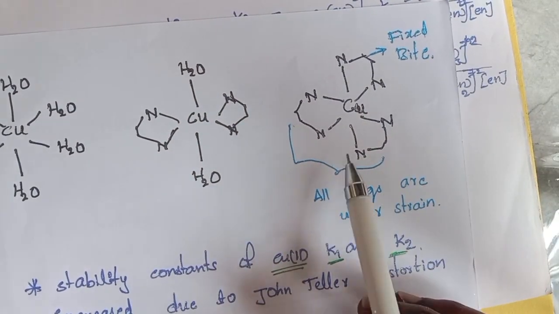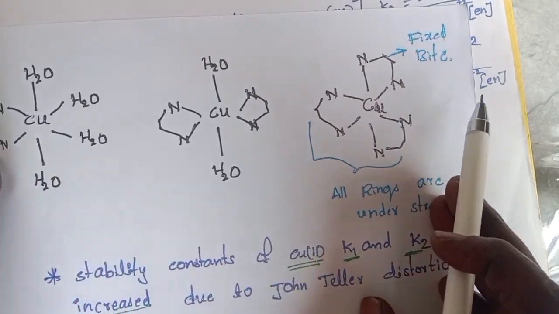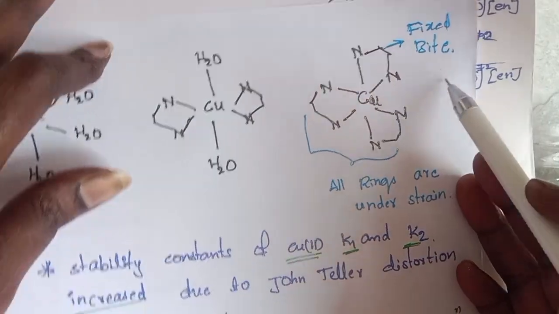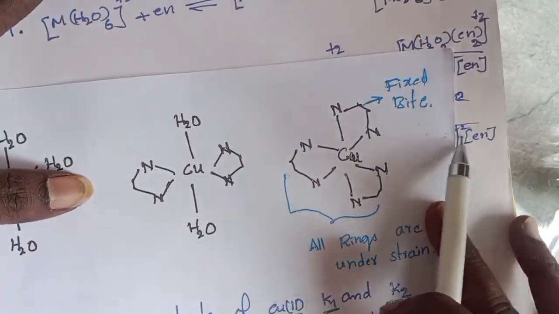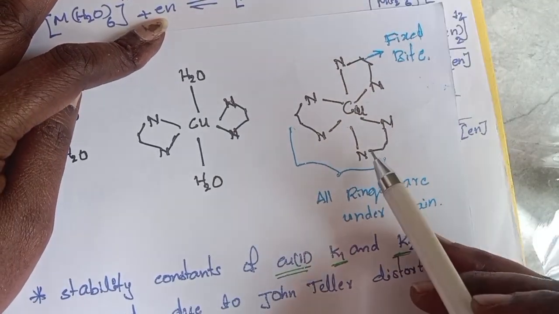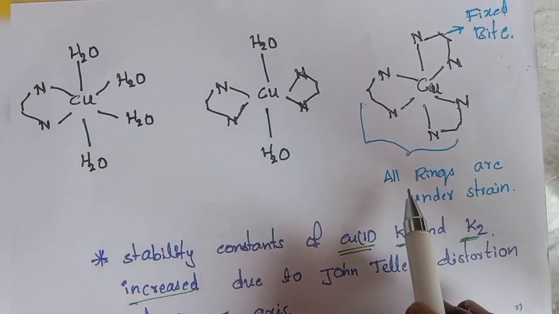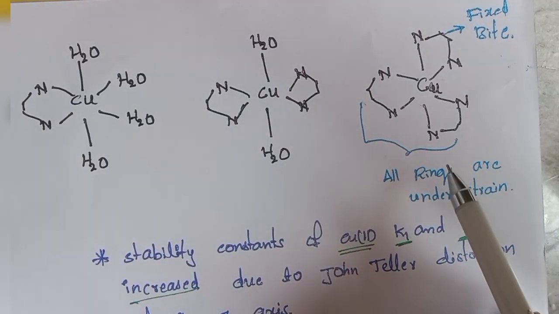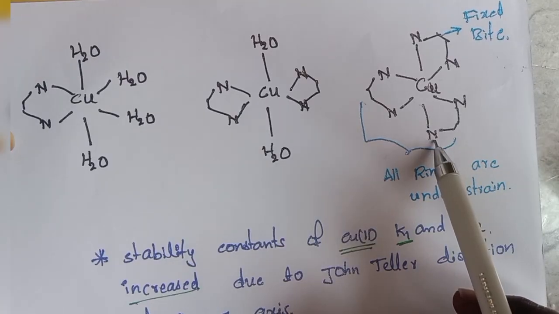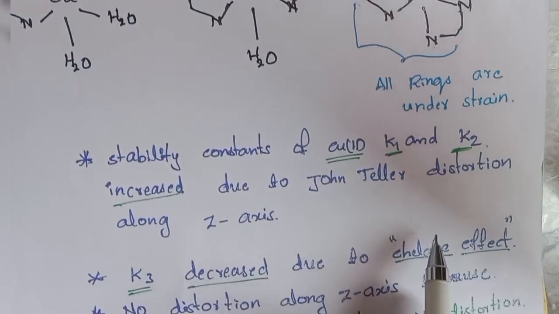But in the case of K3, what happened? All ligands are chelating, bidentate ligands. Therefore, it is a fully chelated complex, so all rings have a fixed bite and all rings are under strain. Therefore, there is no possibility to undergo distortion. So K3 is decreased in the case of the copper(II) ion.